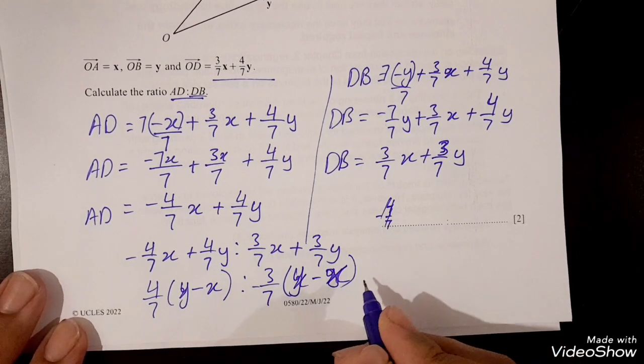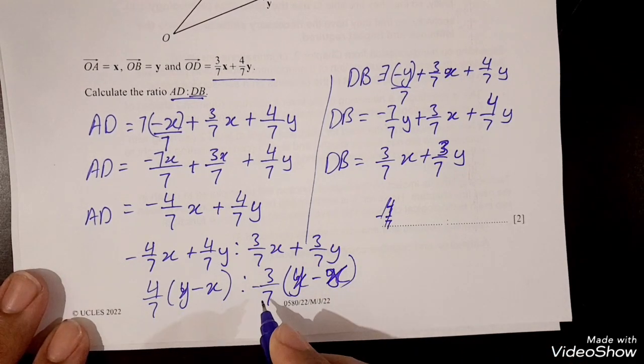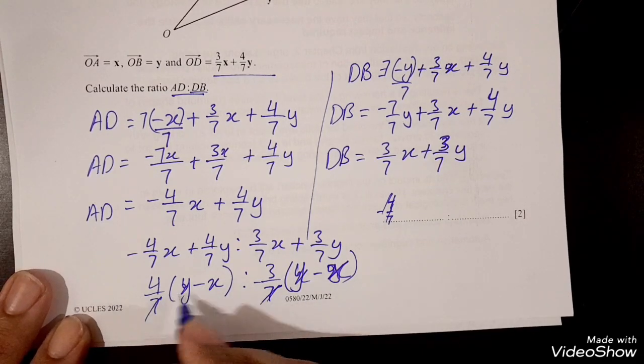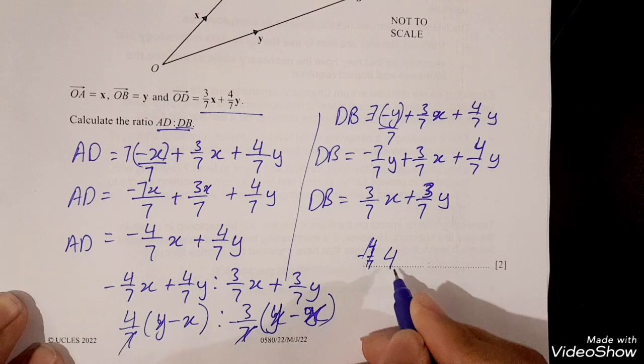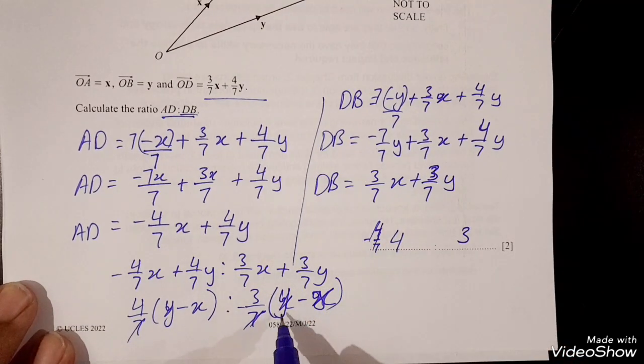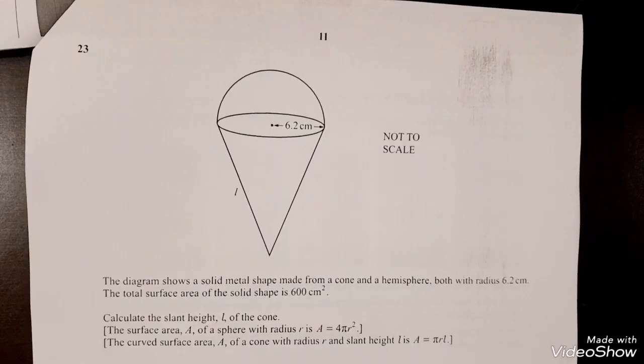Then we will cancel these values out. So 7 will be cancelled out, so we will have 4 and 3. So we will write 4 to the ratio of 3. So this is how we will do question 22.